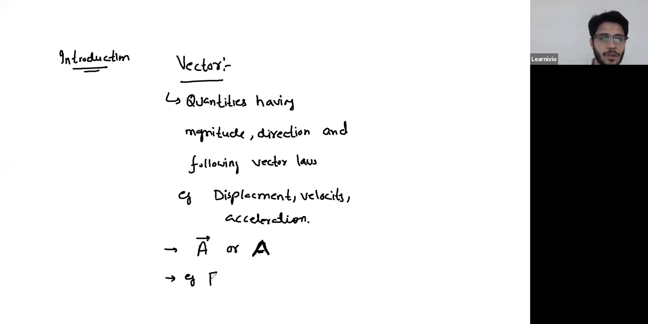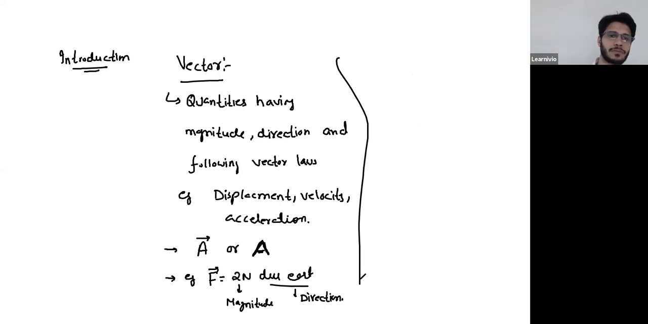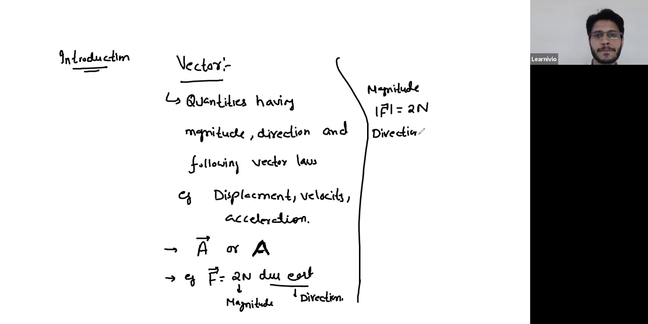For example, let's say you have force. Force is a vector. A force of 2 Newton due east. So this 2 Newton is the magnitude of force, and the rest is direction. If you want to represent only the magnitude of the vector, we can write it as modulus of F is 2 Newton. This is the magnitude of force, which is 2 Newton. The direction of force is due east. So no need to write direction separately.